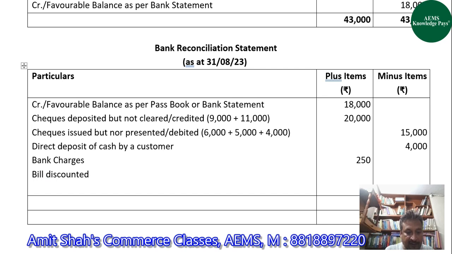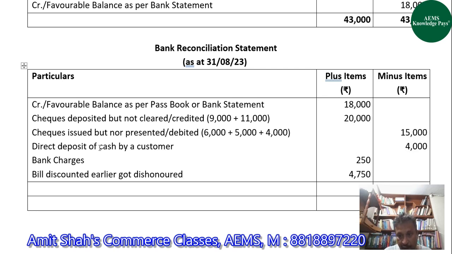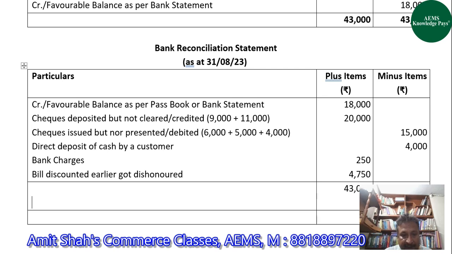for which we will write bill discounted earlier got dishonored of rupees 4,750. And with this, guys, now we are done with our BRS almost. We just need to do the total of both the sides. So total of plus item is 43,000, and here it is 19,000. We will leave one line after this, and we will do the total of both the sides.